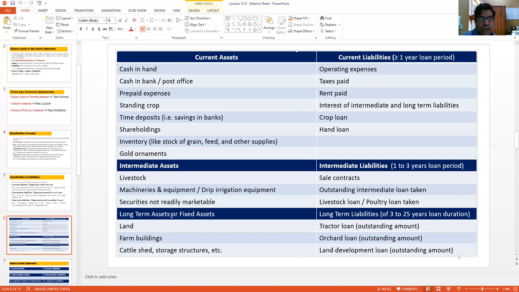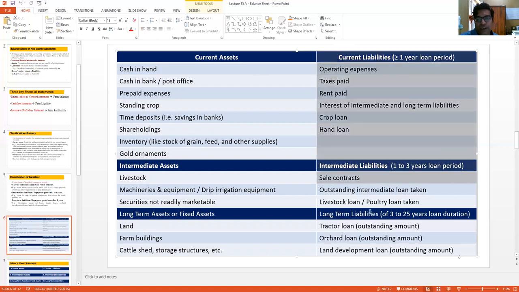Right. Then long-term assets. These assets, we cannot convert them into cash, or it takes a high amount of time, a long time for us to convert these assets into cash. We have land, we have farm buildings, cattle shed and storage structures. All these are long-term assets. And assets we are classifying on the basis of liquidity, that is the property of any asset to get converted into cash. You write down the property of any asset to get converted into cash: liquidity.